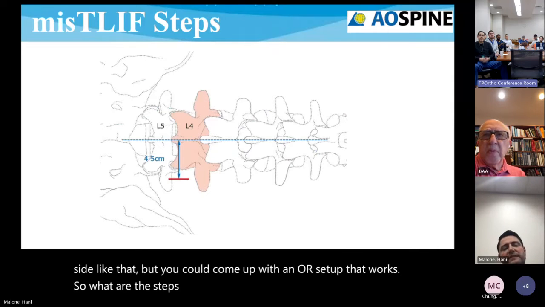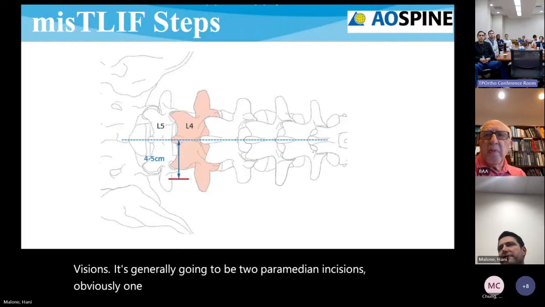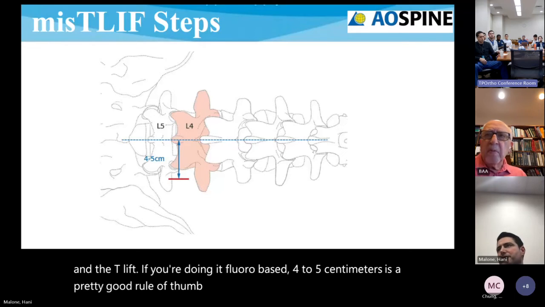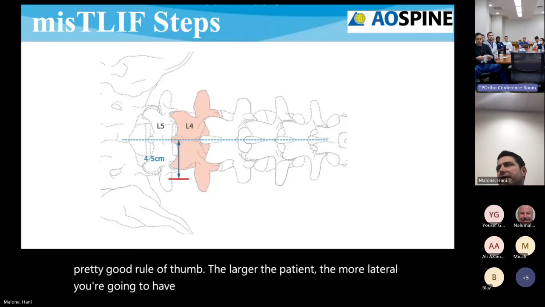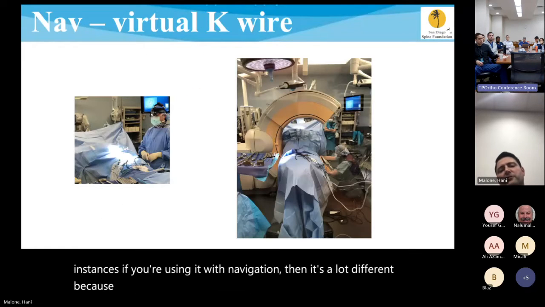So the first step for MIS TLIF obviously is figuring out where you're going to make your incisions. It's generally going to be 2 paramedian incisions, obviously one side for the screws, the other side for the screws and the TLIF. If you're doing it fluoro-based, 4 to 5 centimeters is a pretty good rule of thumb. The larger the patient, the more lateral you're going to have to be to get a good trajectory in most instances.